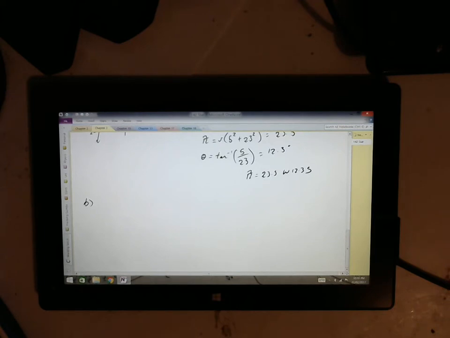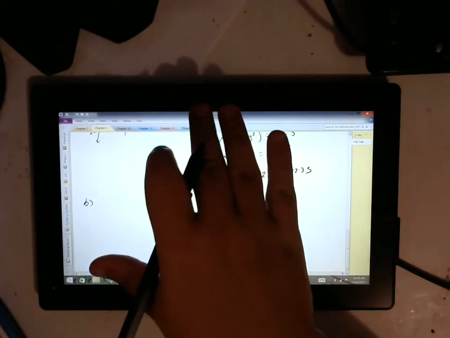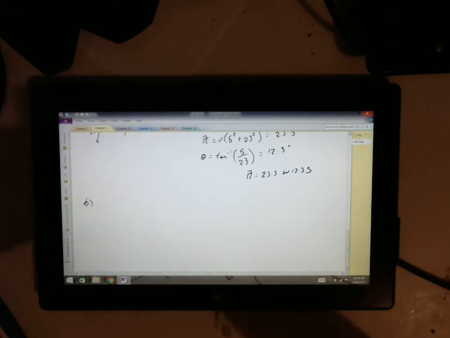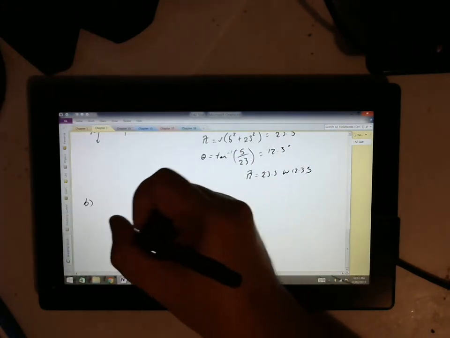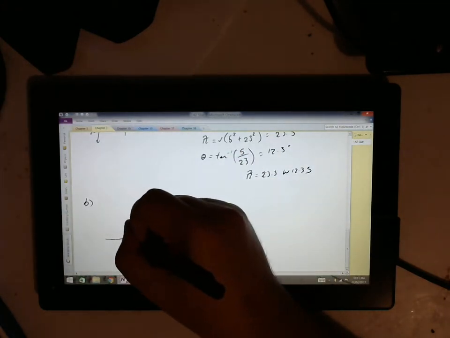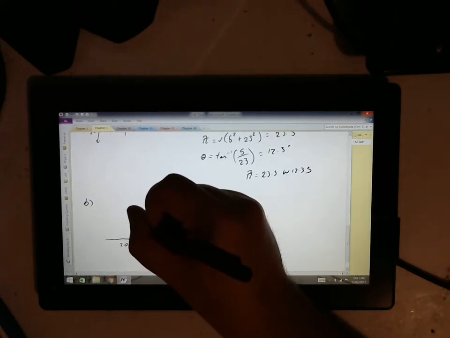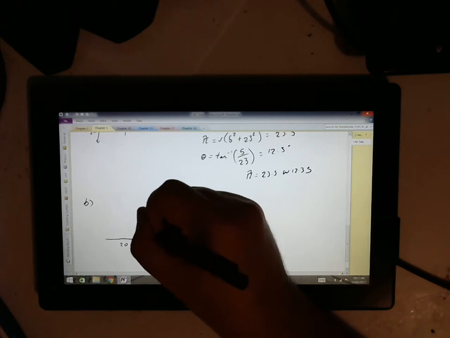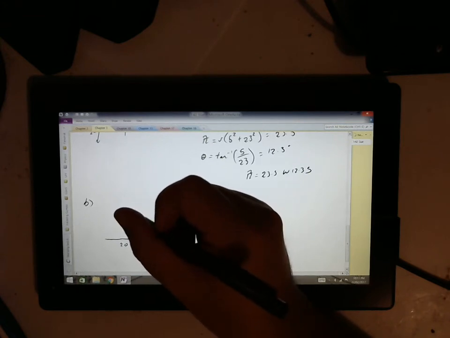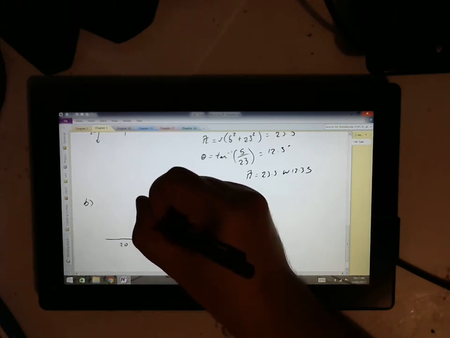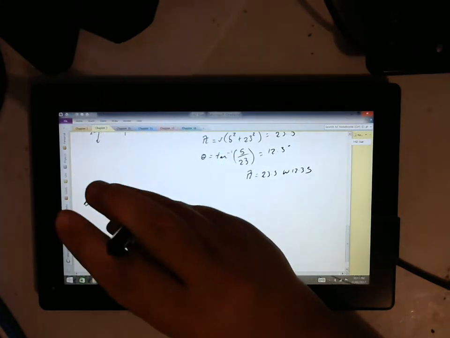20 meters east, 15 meters north, 25 meters north, 30 degrees east. Okay, so this one, you could be thinking, oh, it's like before we used our cosine and sine rule, but let's see why that won't work here. So 20 meters east, 15 meters north, and then 25 meters north, 30 east. That should be a bit longer, maybe.